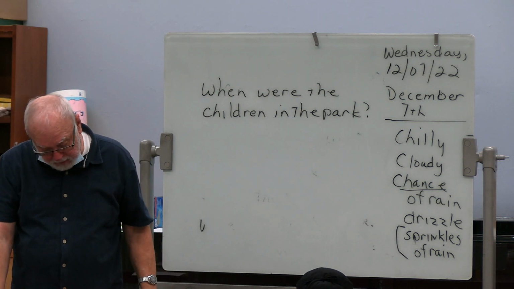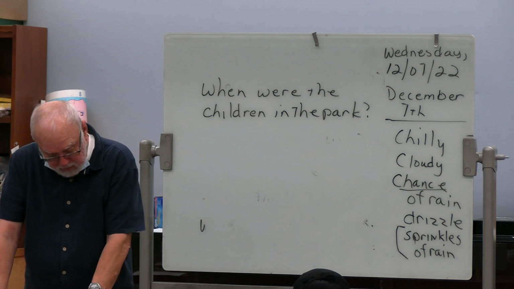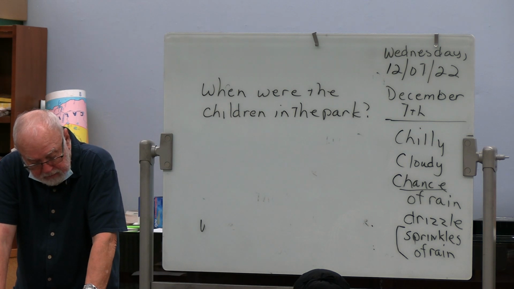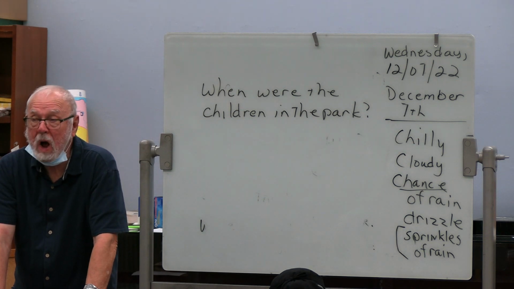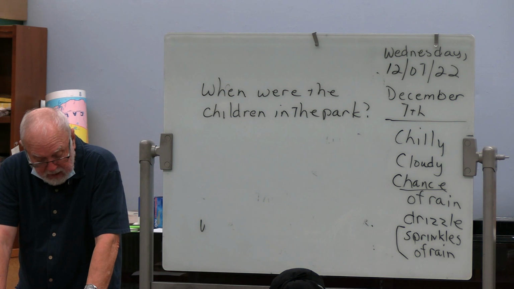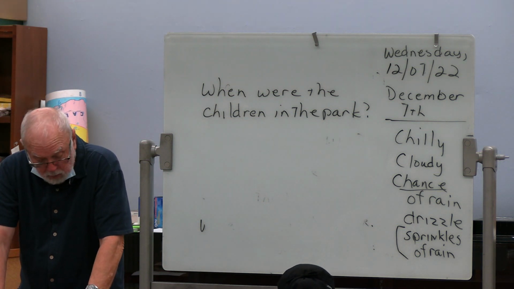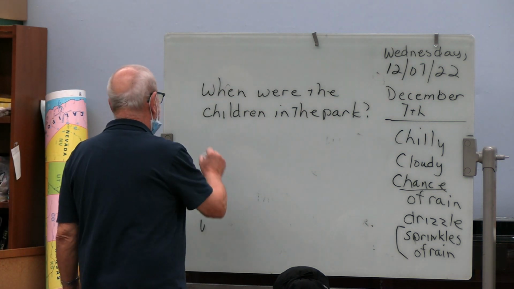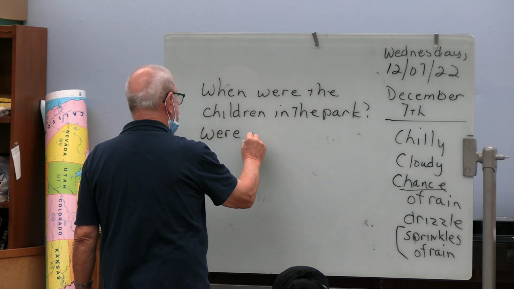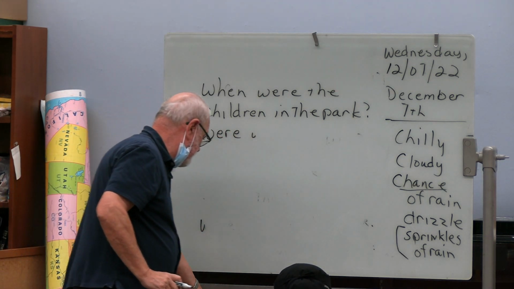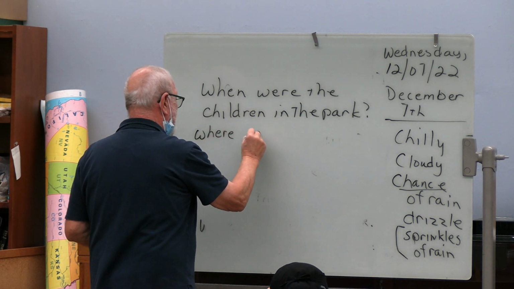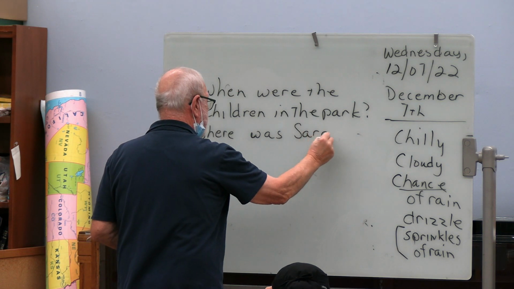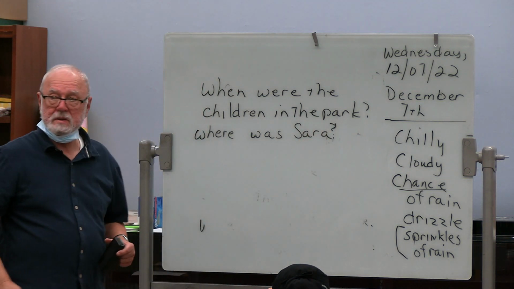Number 2, Arafat. Sarah was at the optometrist. Where was Sarah? Not "is", but "was". Where was Sarah?